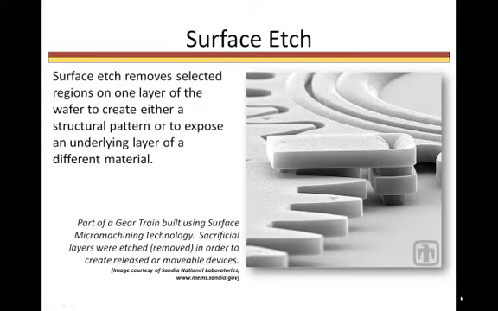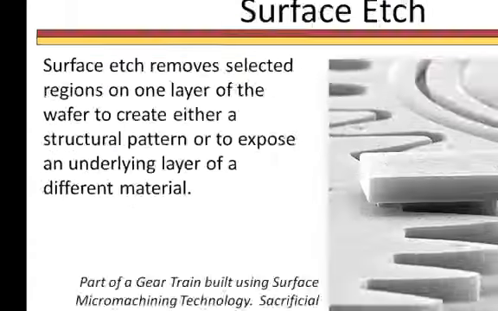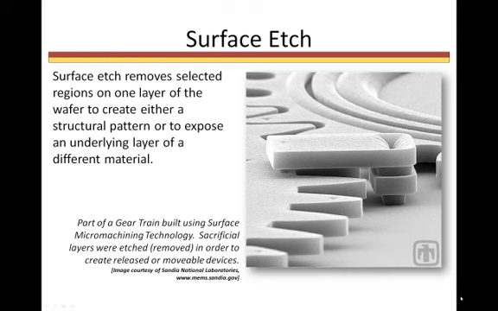When building the electronics for a microsystem and for outlining mechanical components, the goal of the surface etch process is the same as that for building integrated circuits. Remove selected regions on one layer, a surface layer, of the wafer to create either a structural pattern or to expose an underlying layer of a different material. For integrated circuits, the underlying layer is the conductive interconnect. Connections between different conductive layers can be completed.